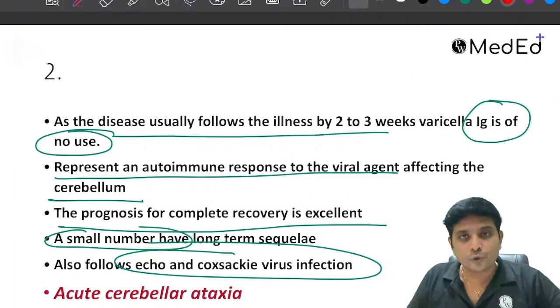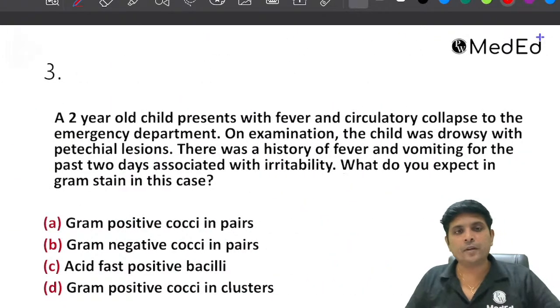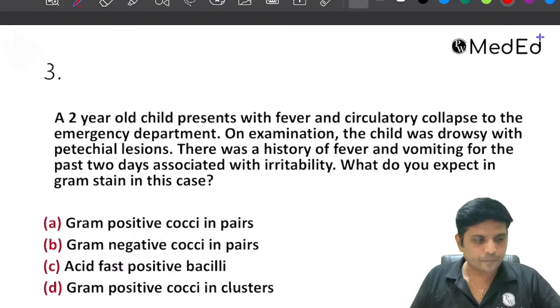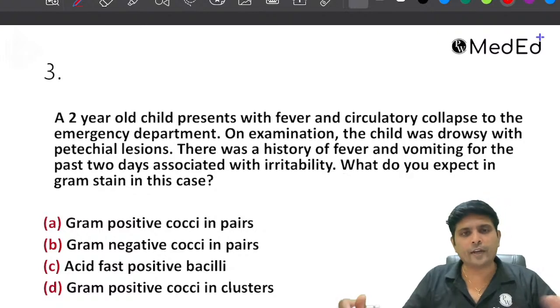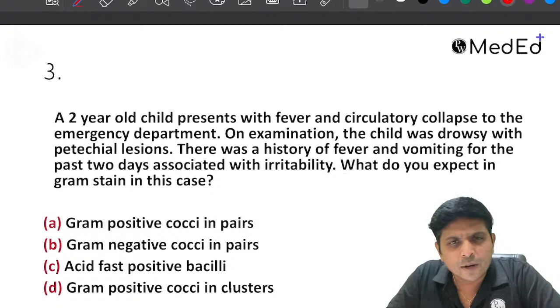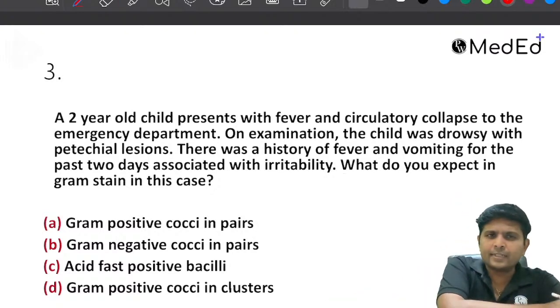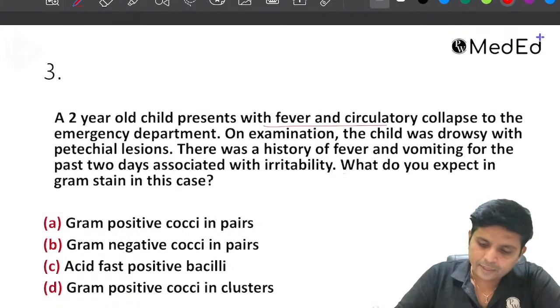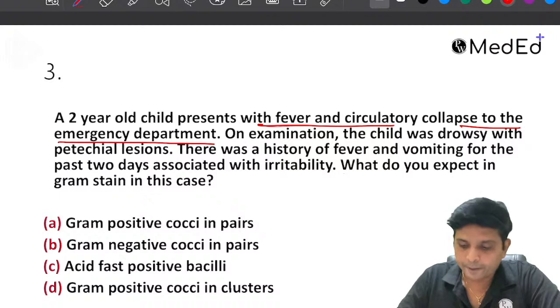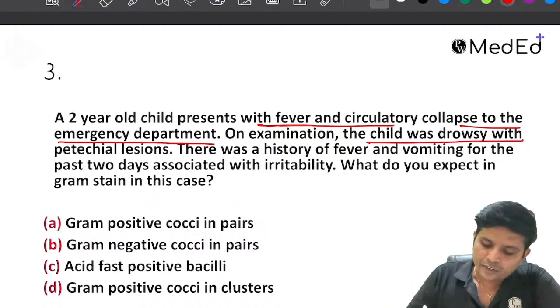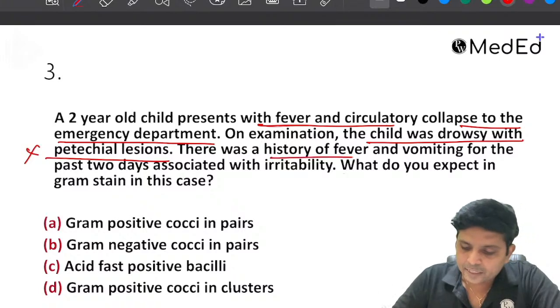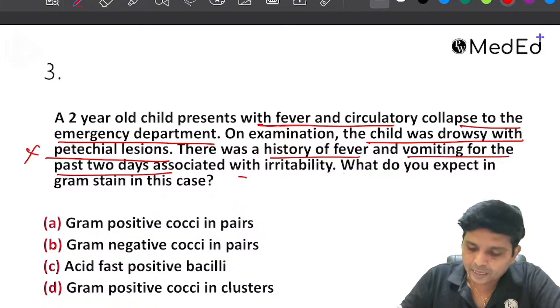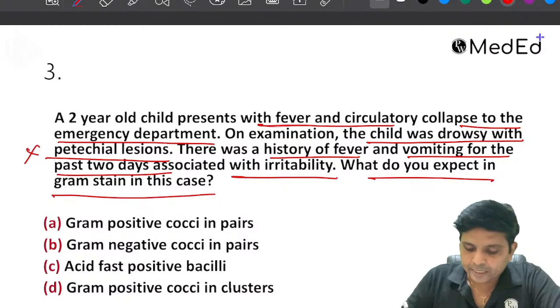Okay, so question 2 is discussed, and then question 3. So what is this question 3? A 2-year-old child presents with fever and circulatory collapse. Brought to the emergency department. On examination, the child was drowsy with petechial lesions. There was history of fever and vomiting for the past 2 days along with irritability. What do you expect in this case?